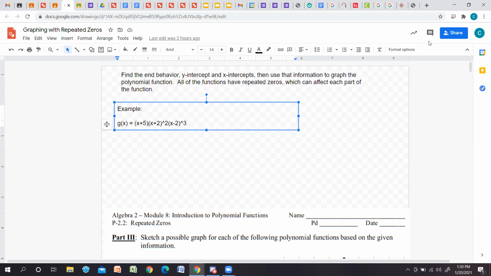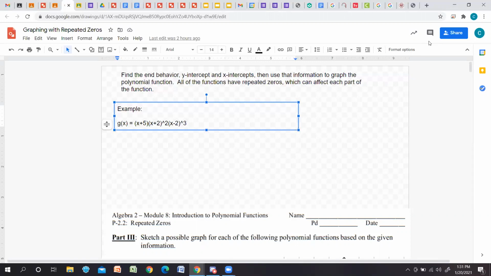Now remember, with repeated zeros, if they're odd, they sort of flatten out, but they still go through the x-intercept. If they are even, like squared, how I describe it, they bounce off. So they don't change the side they're on. They just sort of touch the x-axis, then go back on the same side of the x-axis. Okay, so I'm gonna work through this example.